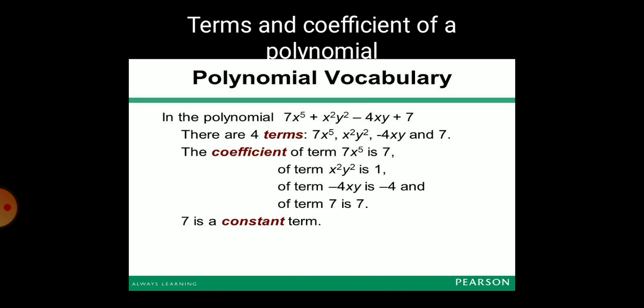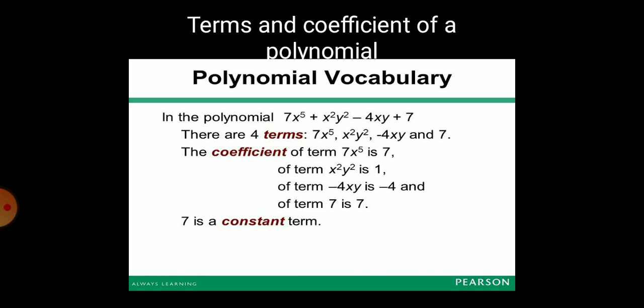So terms means the different parts, though we do not call them parts in mathematics. For explanation, I am calling them that. These are all the terms. Now, coefficient means every term in the polynomial is associated with a constant. Along with it, a constant number is written.